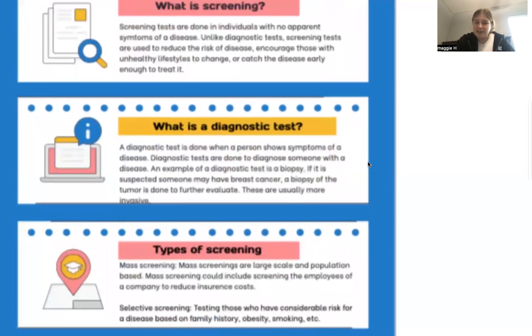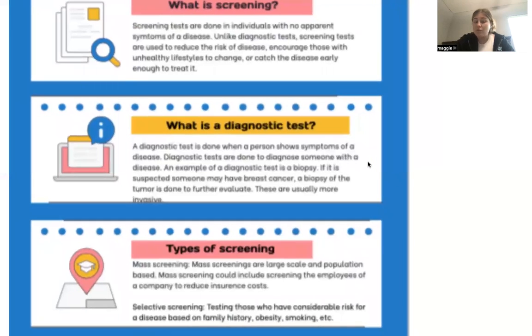So, like I said, a diagnostic test is done when a person shows symptoms of a disease, and it is done to diagnose. A screening test is not done to diagnose. In order to diagnose a disease, you have to do a diagnostic test. An example of this is a biopsy. For example, if someone is suspected to have breast cancer, they might do a biopsy on the area and take out a piece of the suspected tumor or whatever it may be.